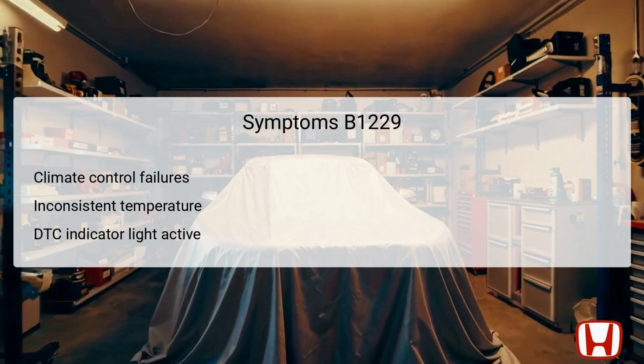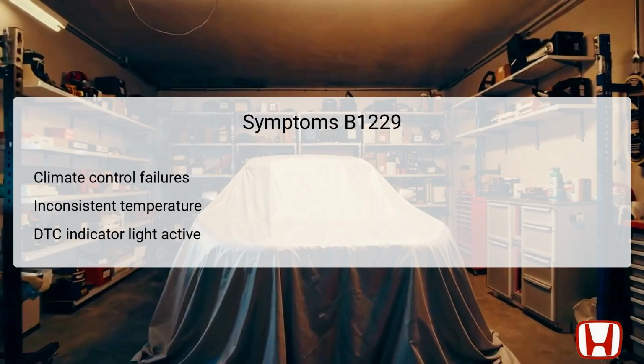The symptoms commonly associated with DTC B1229 can significantly affect the performance and comfort of the vehicle's climate control system. One prevalent symptom is that the climate control system may fail to operate as intended, failing to provide the right temperature adjustments needed based on sunlight intensity. Consequently, passengers may experience inconsistent temperatures, making the cabin environment uncomfortable.